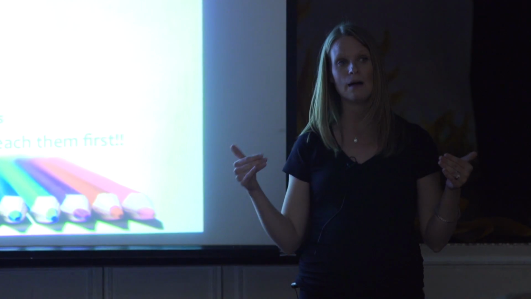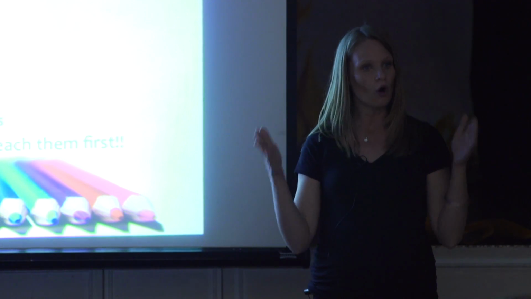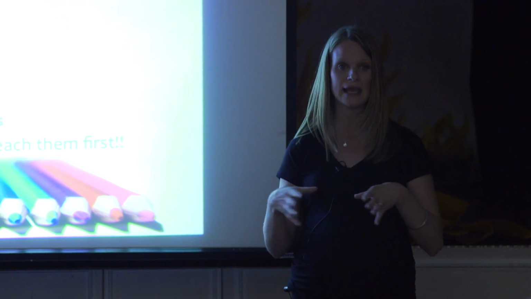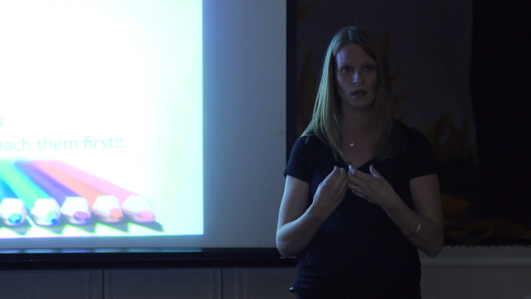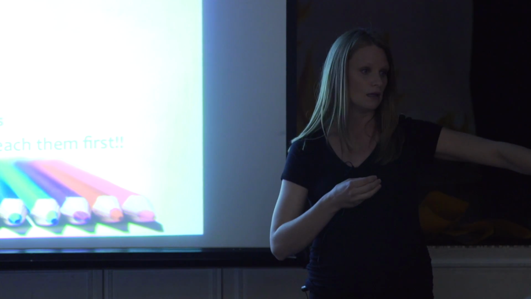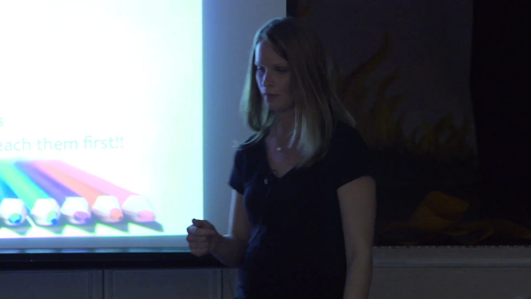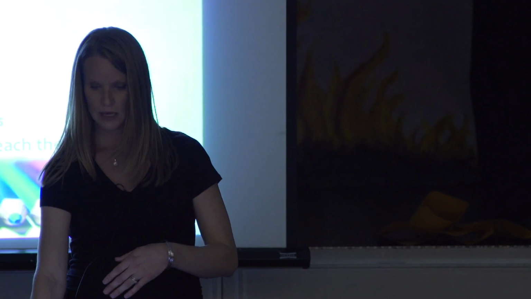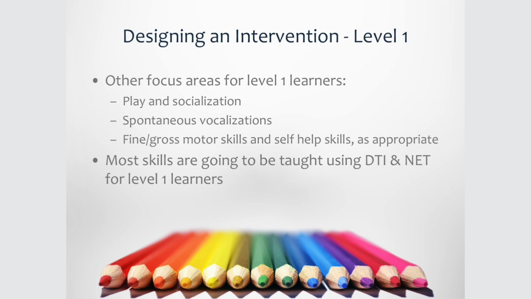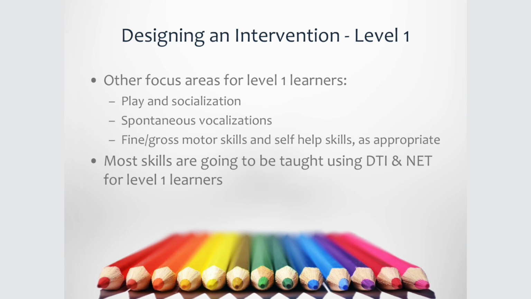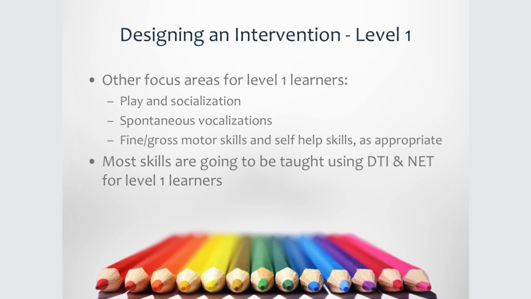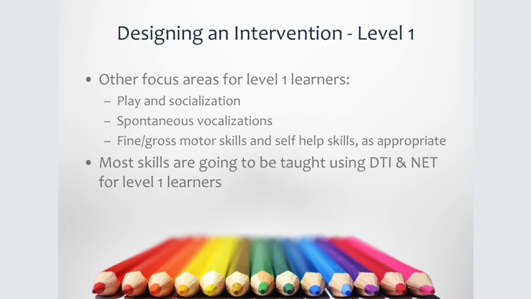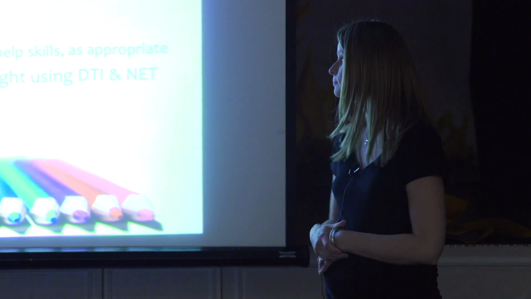And when you look at all the different verbal operants, the mand is the only one that really truly benefits the speaker. Because if they ask for something, then they're going to get it, their needs met. Everything else benefits really the other person. Okay? And we're going to talk very shortly about how to teach a mand. And you'll see videos and everything like that too. So other focus areas for level 1 learners are play and socialization, spontaneous vocalizations, fine and gross motor skills, and self-help skills as well. Most skills are going to be taught using discrete trial instruction and natural environment training.